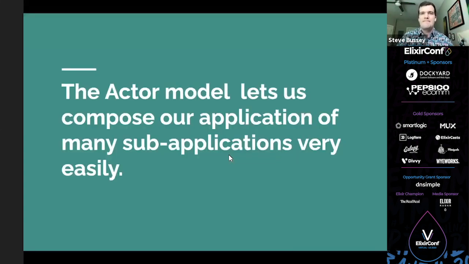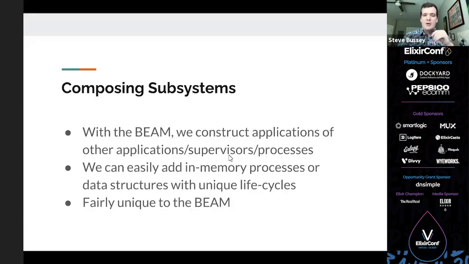It's really neat. So the other thing that I want to talk about is the actor model. The actor model lets us compose our application of many sub-applications very easily. So we can think of this like composing subsystems, sort of like we might do in a microservice architecture. With the Beam, we can construct our application of other applications, of supervisors, of processes. Everything's really a process at the end of the day, but we're building this application based on this tree. That's what's called the supervision tree, or even maybe application supervision tree if we're looking at multiple applications.